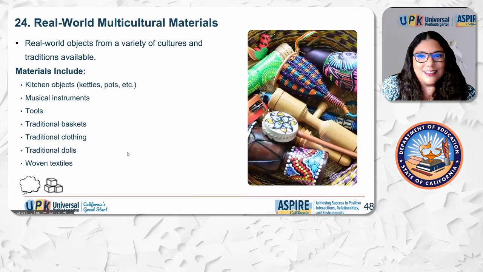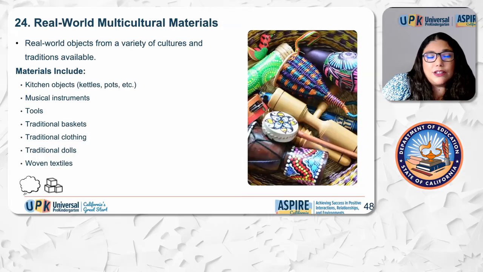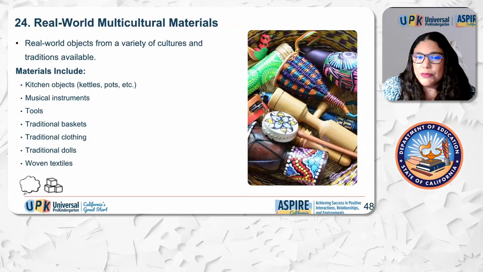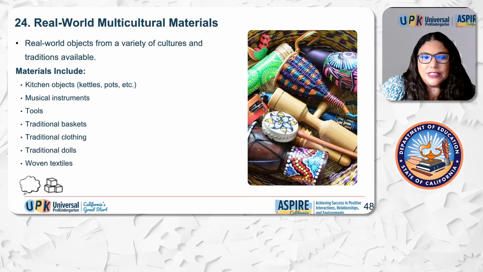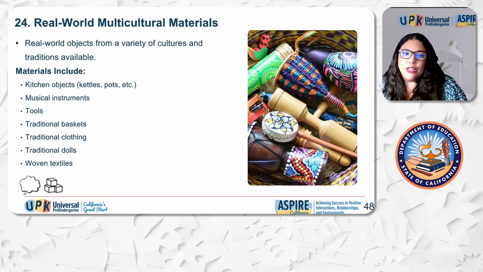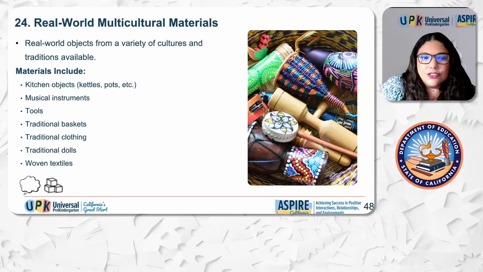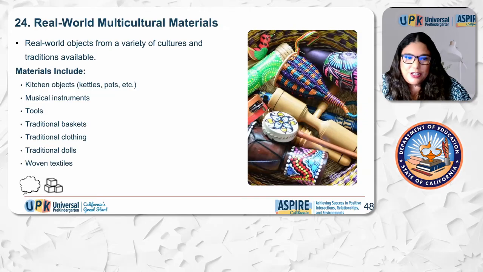Okay, next slide. Item 24, real-world multicultural materials. So these materials focus on bringing authentic cultural objects into the classroom to represent the diversity of children's families and communities. These materials might include traditional clothing, woven textiles, baskets, kitchen tools, instruments, dolls, or ceremonial objects that carry meaning in various cultures. The purpose is not decoration, it's representation.